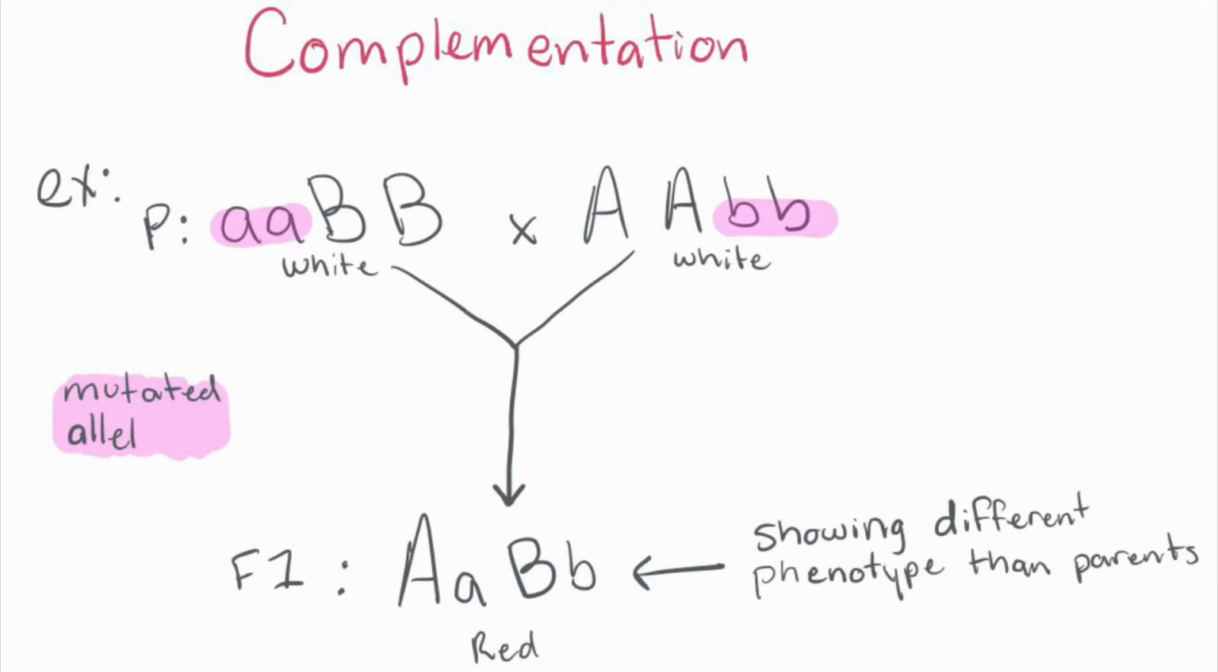This is a brief example of complementation, showing two individuals who are homozygous recessive for a mutation at different alleles, and their projected offspring showing a different phenotype due to being heterozygous at these alleles.